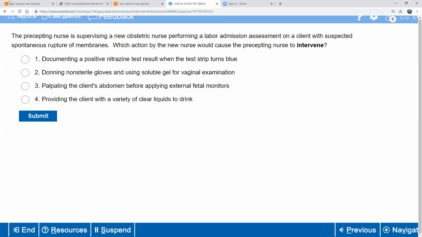What would prevent the infection? If our highest risk is infection, what would prevent it? Because we have to intervene. We have to stop this nurse from doing something that she's doing, right? So we're going to stop her from putting on those non-sterile gloves and doing that vaginal exam, right?